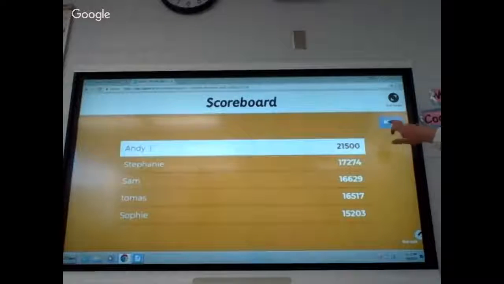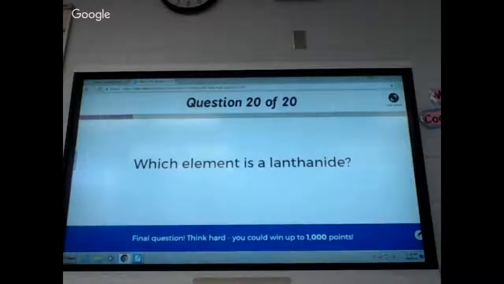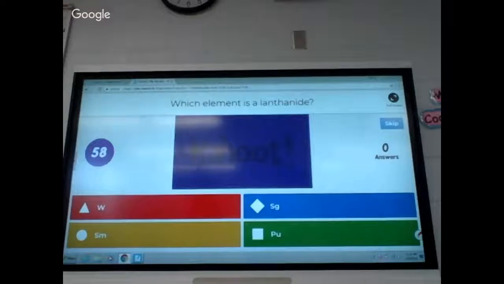All right. Last question. It should be an easy one. Who's a lanthanide? Yeah, this one should be easy for you.